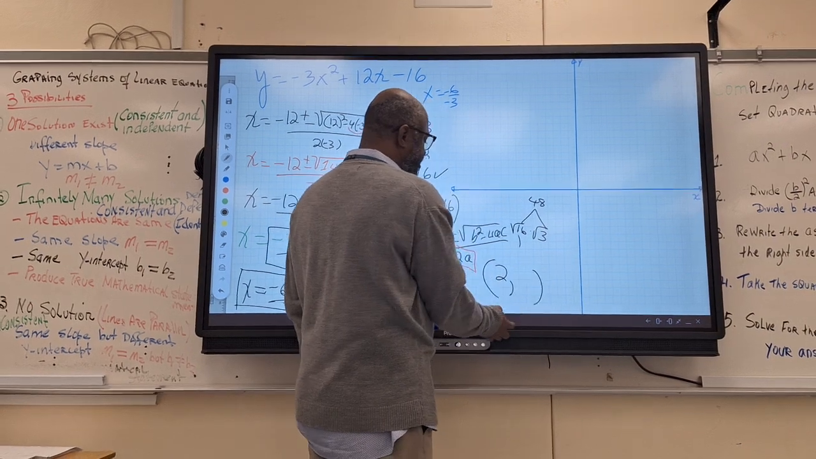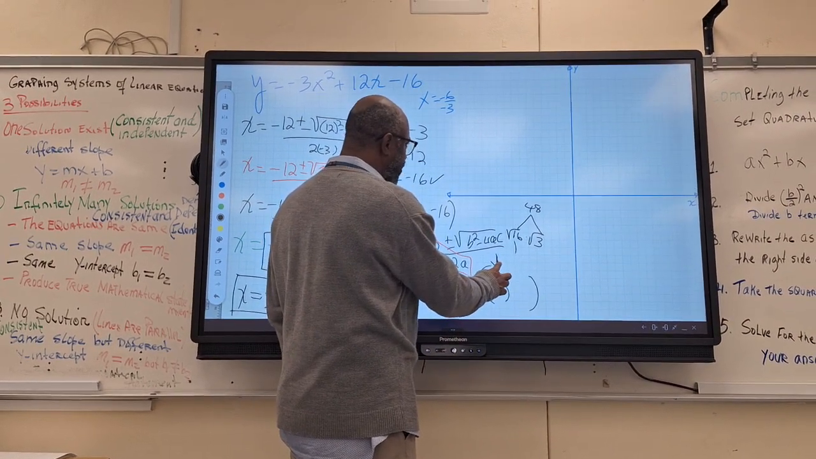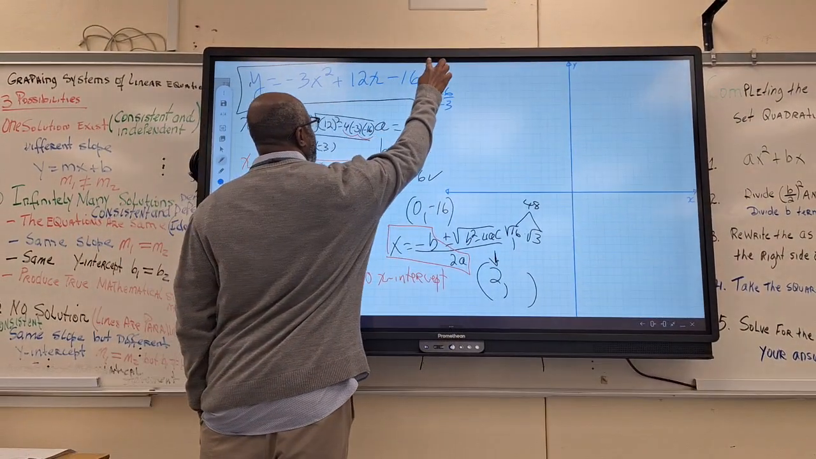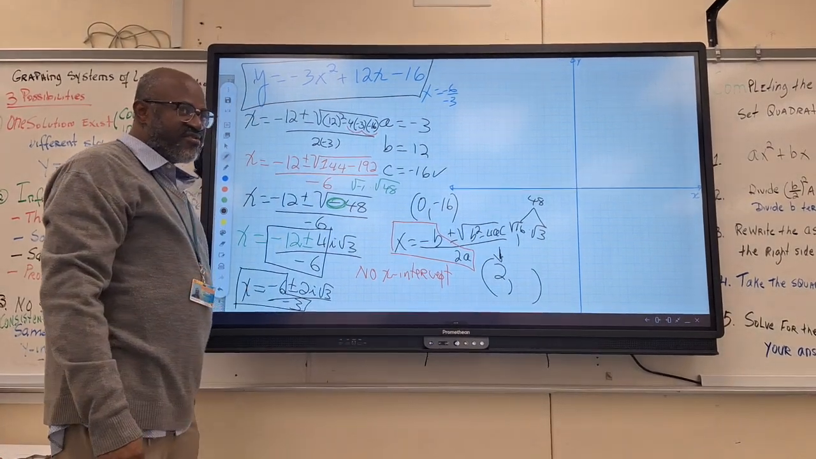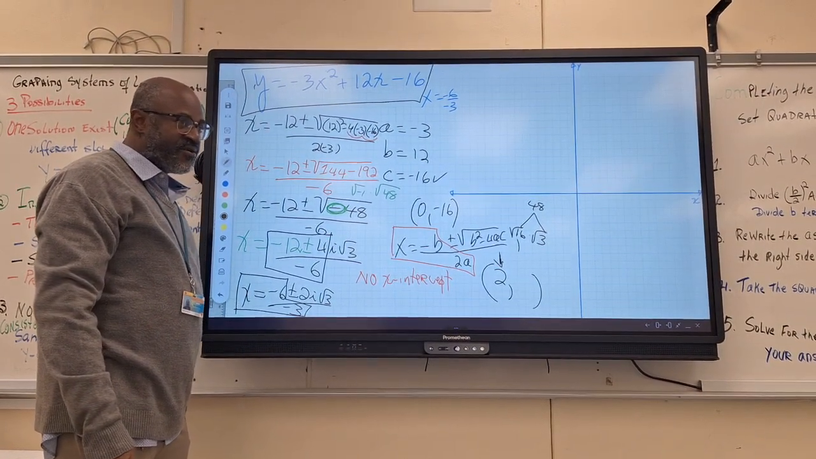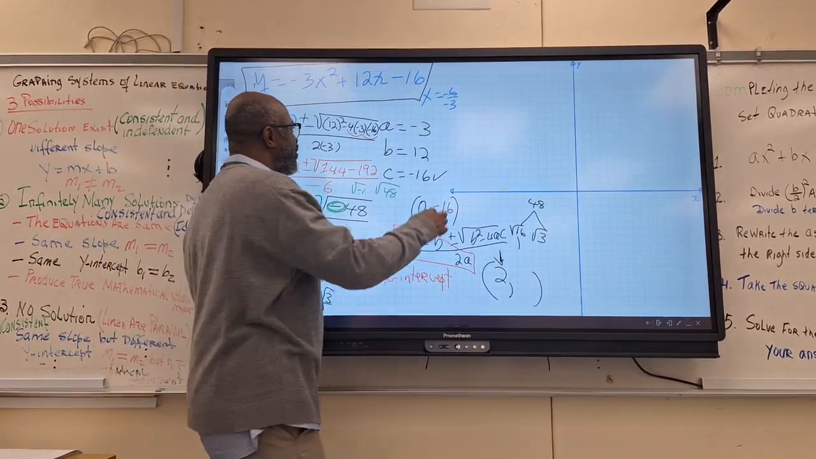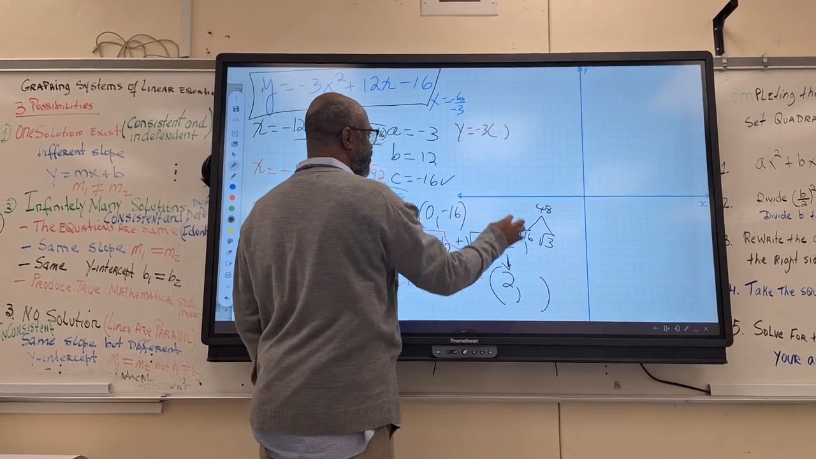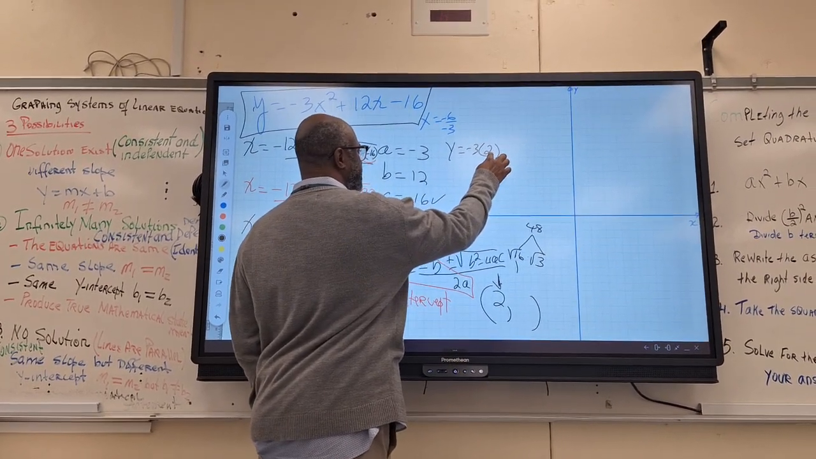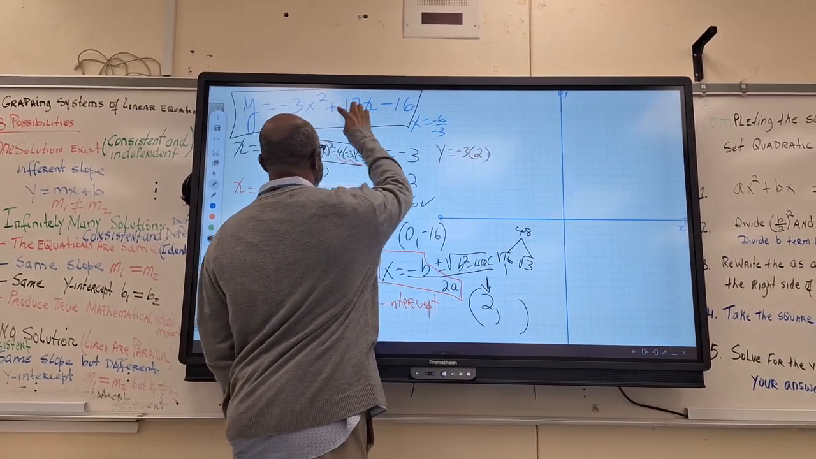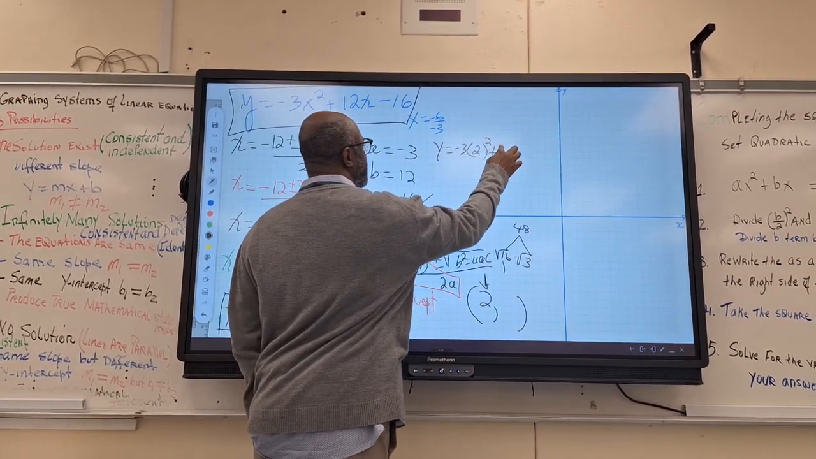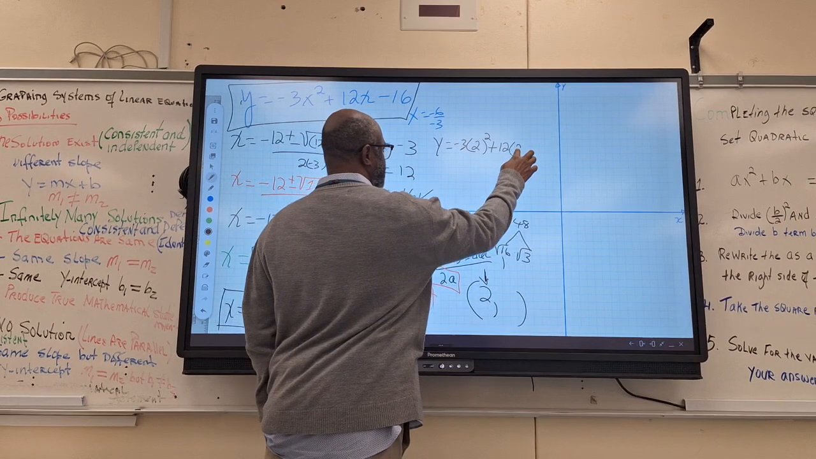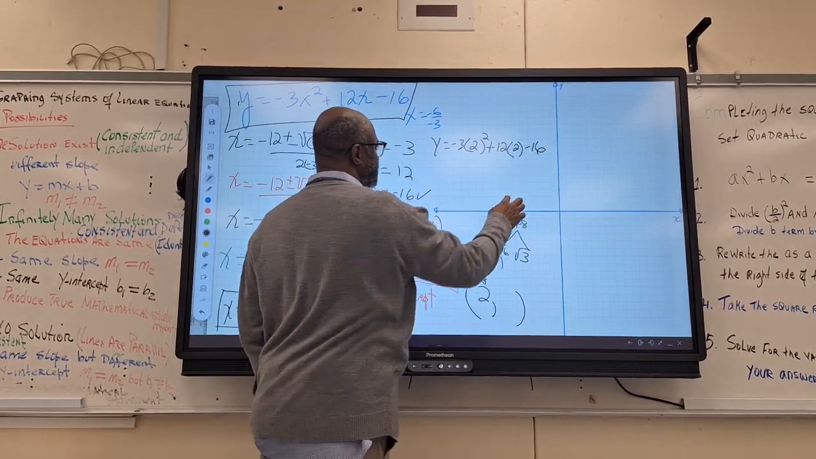Then I need to find y. In order to find y, I'm going to take the 2 value for x and replace it in the original equation. Then I will get my y coordinate of the vertex, which is k. So I will have y equals minus 3 times that x value, which is 2, squared, plus 12 times my x, which is 2, minus 16.